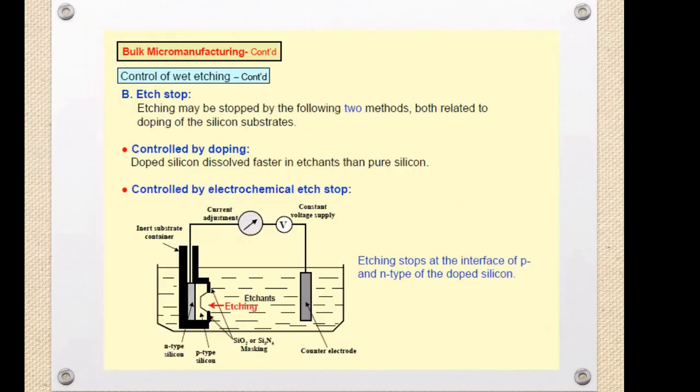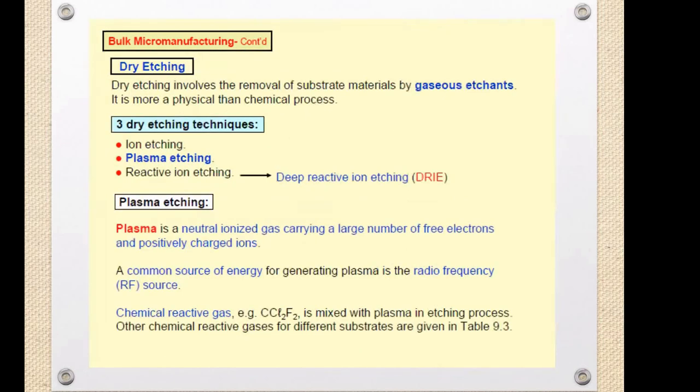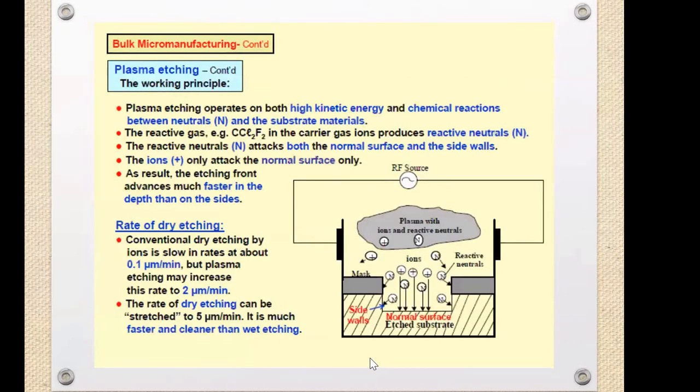The next is dry etching. Dry etching involves removal of material from the substrate by a gaseous agent. There are three dry etching techniques, using an RF, that is radio frequency, source. The process involves adding a chemically reactive gas such as carbon chloride to the plasma, which contains ions and has its carrier in an inert gas, as we can see in the figure. This is the working principle of plasma etching.